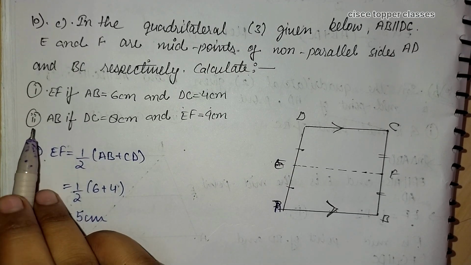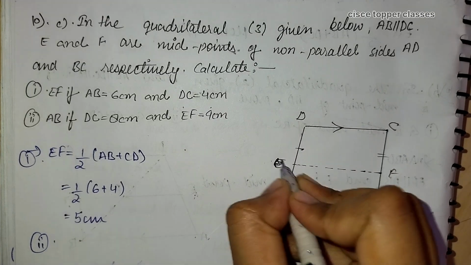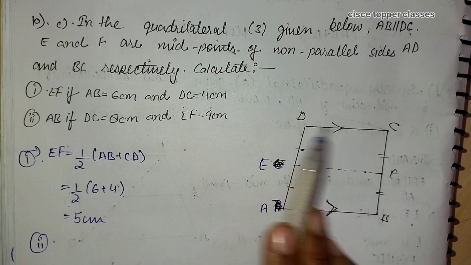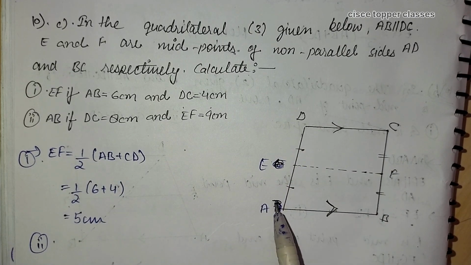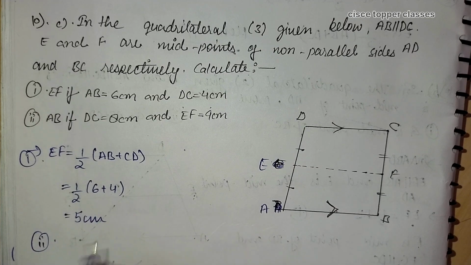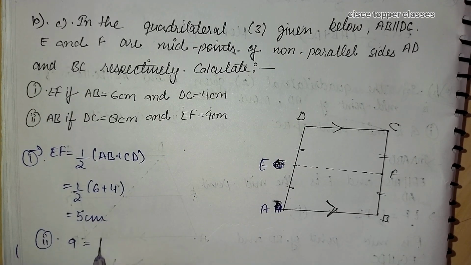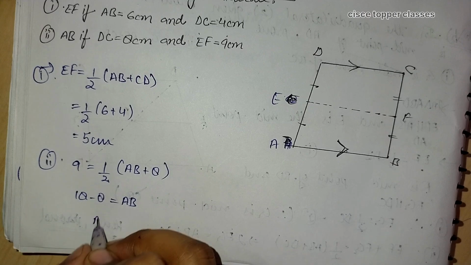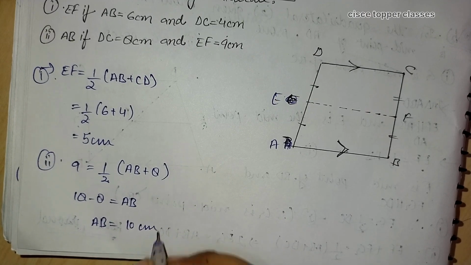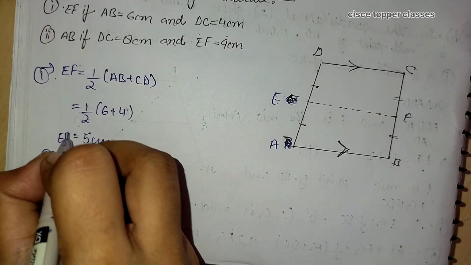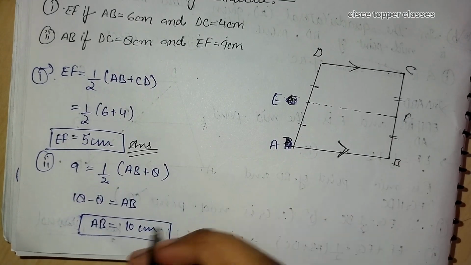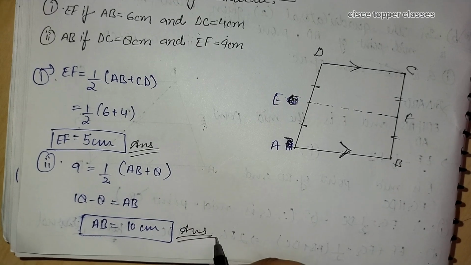Now the second part is, we have to find the value of AB. Sorry, this is A here and this is E. So we can simply write AB if DC is equal to 8 centimeter and EF is equal to 9 centimeter. We will put the values in this formula. So simply it will be 9 equals half of AB plus 8 centimeter. This will be 18 minus 8 is equal to AB. From here we will get the value of AB equal to 10 centimeter as the final answer of the second part. So the answer of the first part is EF equal to 5 centimeter, and AB is equal to 10 centimeter in the second part.